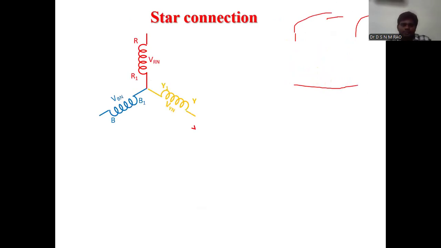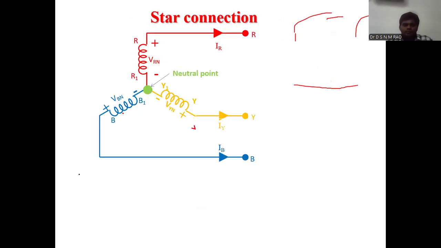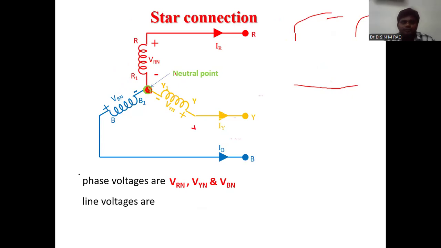This is R phase, red color. Yellow color coil indicates Y phase, blue color coil indicates B phase. In these three phase windings, all the finishing points are joined together. This point will be formed as a neutral point or common point or star point, where all the starting or finishing points are joined together. For balanced system, neutral current equals 0.